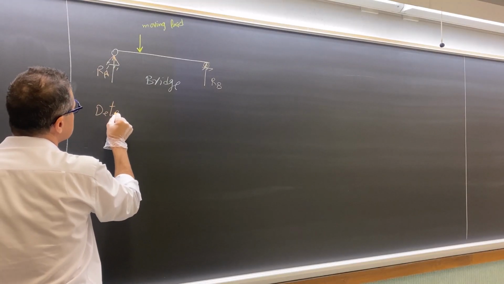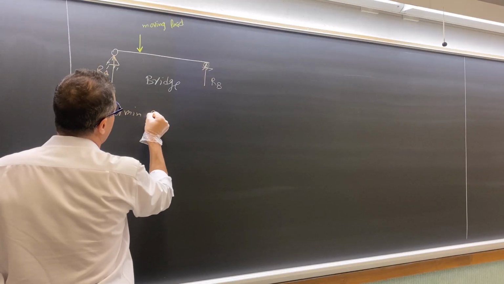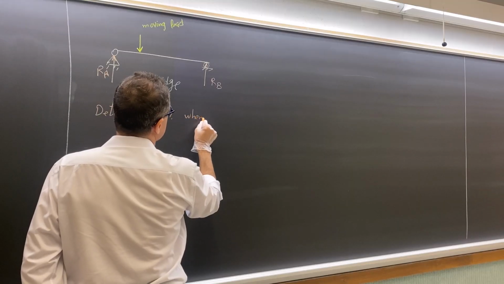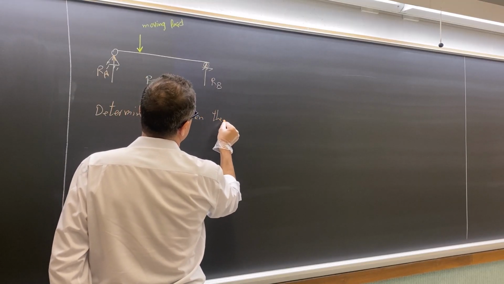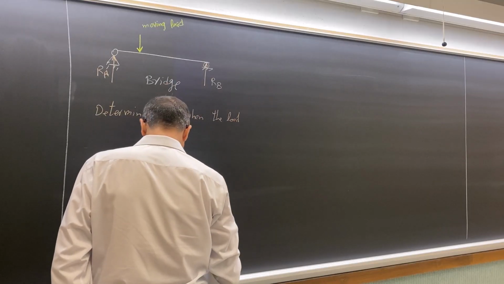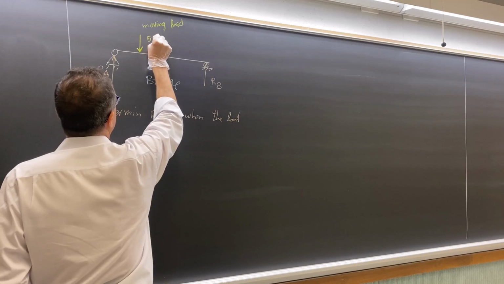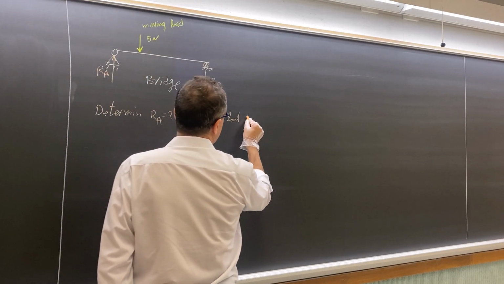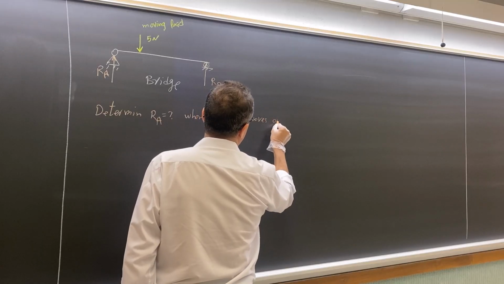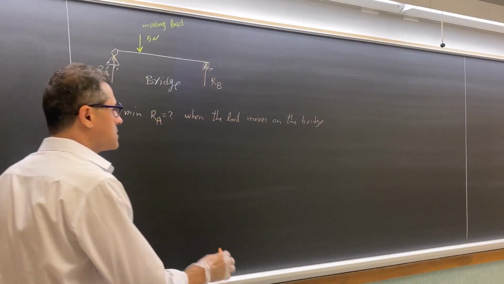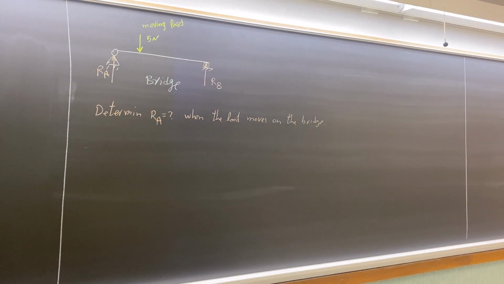So now determine RA, so I put a question mark, when the load, let's say this is, for example, a 5 Newton load, moves on the bridge. I'm trying to just start nicely because the first break in this chapter is important. You need to understand the meaning of influence line.